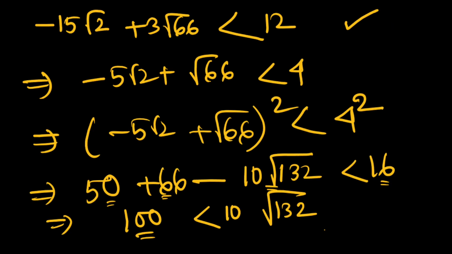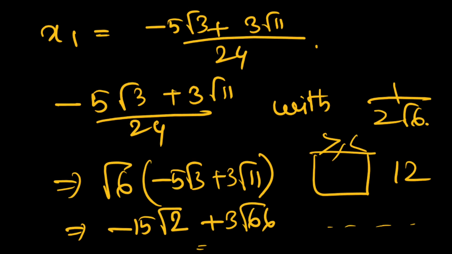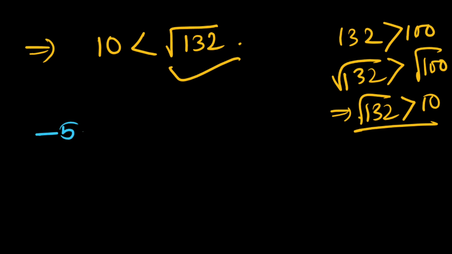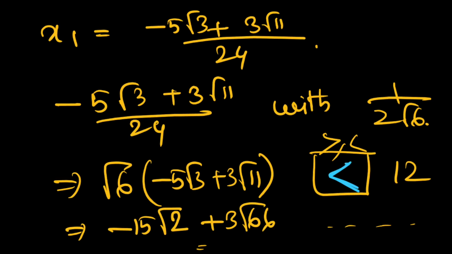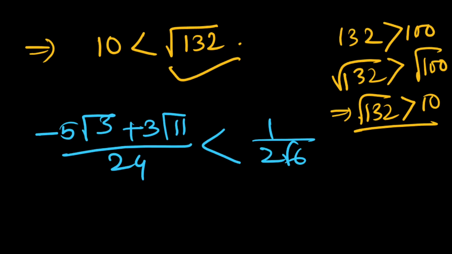So our assumption is true. This inequality is true. That means this is strictly less than 12. That is true. Therefore (minus 5 root 3 plus 3 root 11)/24 is strictly less than 1/(2 root 6), because this is strictly less than. If we go back here, then we get this is strictly less than 1/(2 root 6).